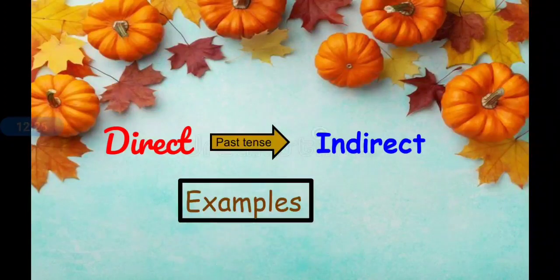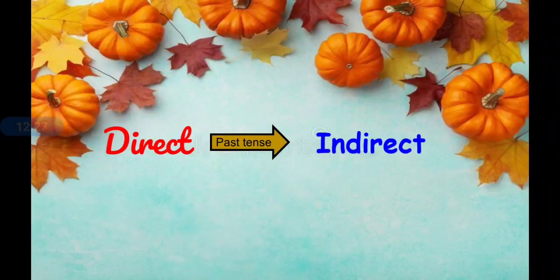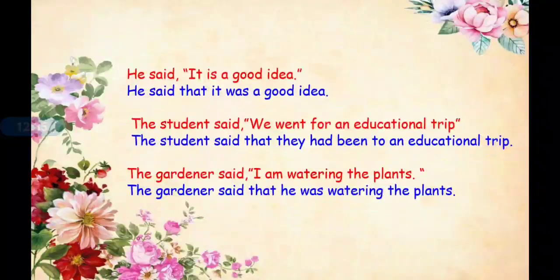Let's see a few examples of how to convert direct speech into indirect speech when the reporting verb is in the past tense. First one: he said, it is a good idea. What is the reporting verb here? Said. And what he said is, it is a good idea. Said is the reporting verb.